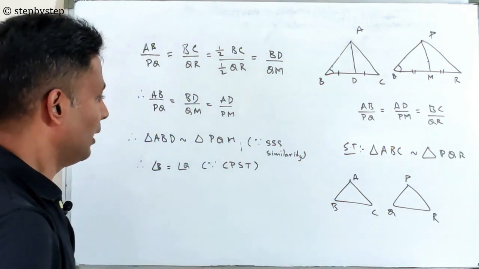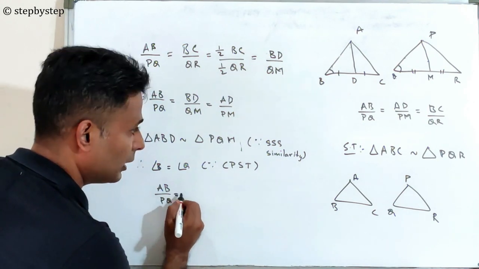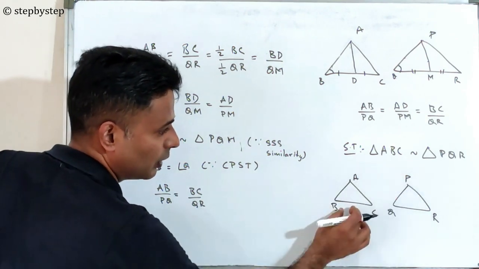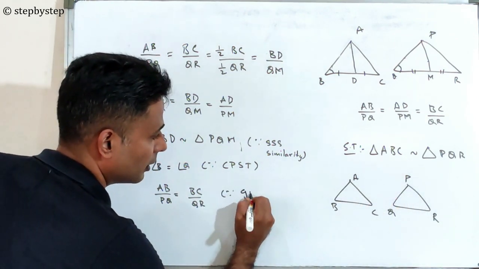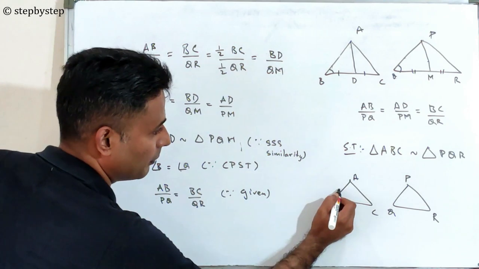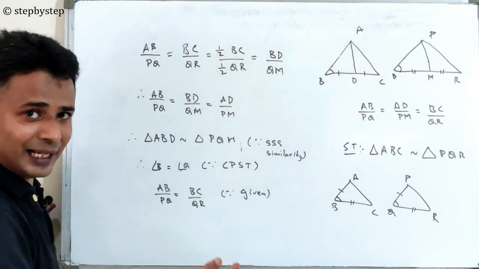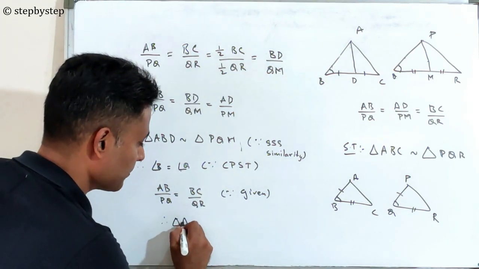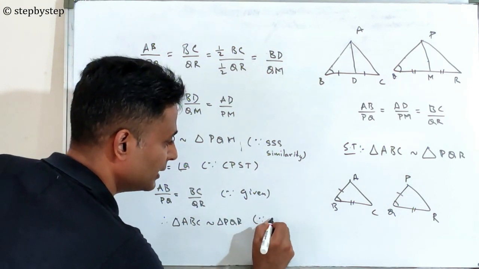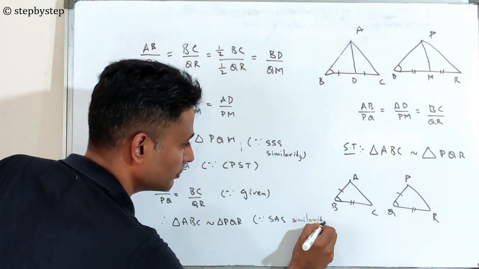Now we'll go to prove this. How do we prove? We have AB by PQ equal to BC by QR, right? We have this by this equal to this by this because given. And we have angle B equal to angle Q. So the angle between them, this by this is equal to this by this, and the angle between them is equal. So by SAS. So therefore triangle ABC similar to triangle PQR. What is the reason? SAS similarity.